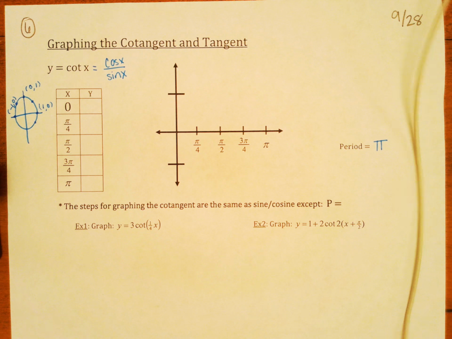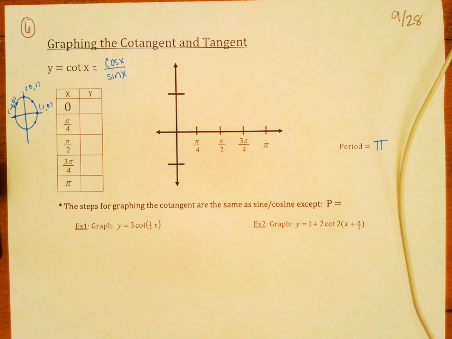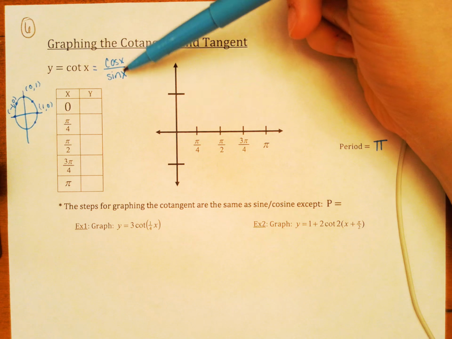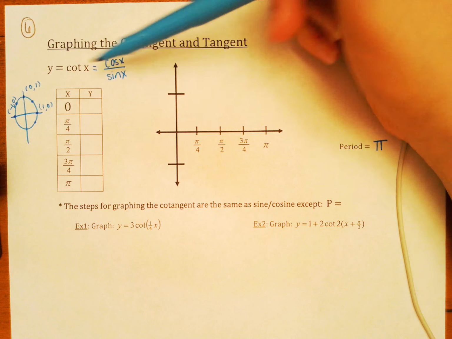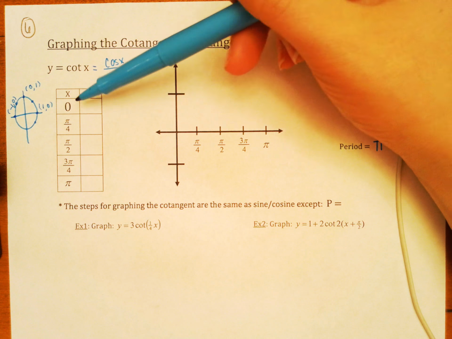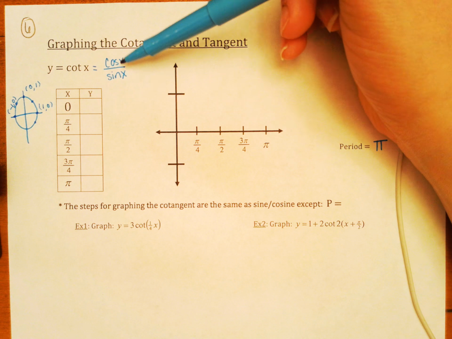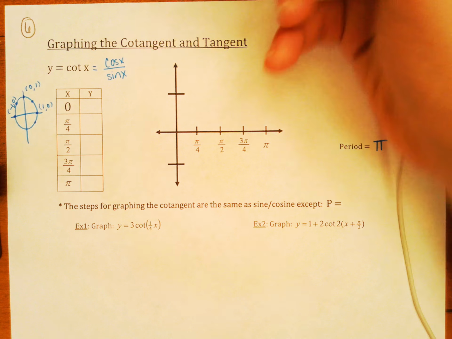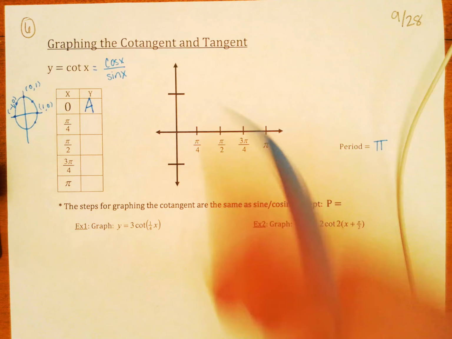So at 0, if I look at that value and I plug in and evaluate my cosine and my sine at 0, the cosine I know is 1 and the sine of that value is 0. So when I actually evaluate cotangent, 1 over 0, that's an issue with our domain. So that actually appears as that asymptote.